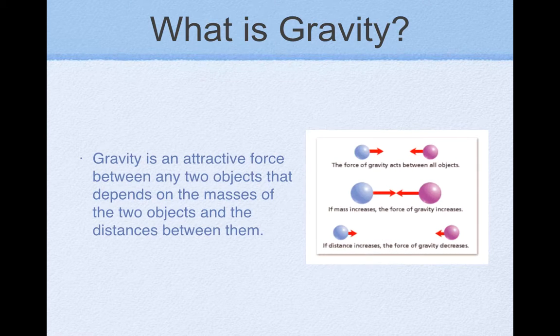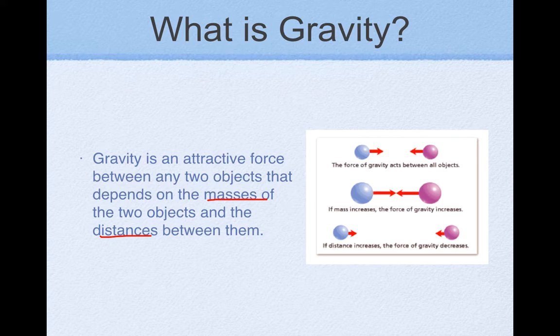So let's first start by just talking about gravity. And gravity is an attractive force between any two objects that depends on the masses of the two objects and the distances between them. So two key things here. You've got masses and you've got distances.